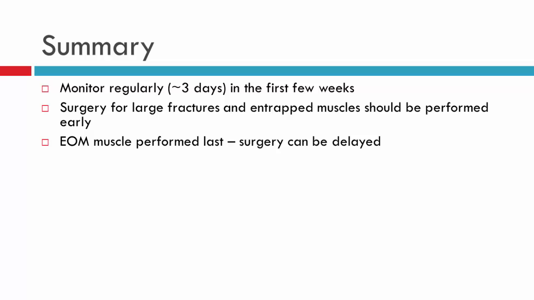And so you're looking at reviewing them every 3 days to look for improvement in the double vision, in the ocular movements. You're looking for signs that are indicators for surgery, such as anophthalmos, etc. Surgery for large fractures and entrapped muscles or anophthalmos needs to be performed early. Okay, and then lastly, you consider the extraocular muscle surgery, which can occur later down the track after about 6 months, and again, wait for stability of ocular movements, and at that point, you can operate on the extraocular muscles in terms of strengthening or weakening procedures as required.